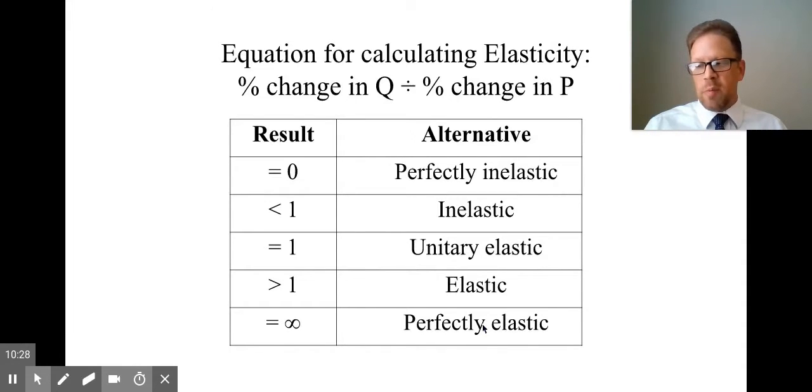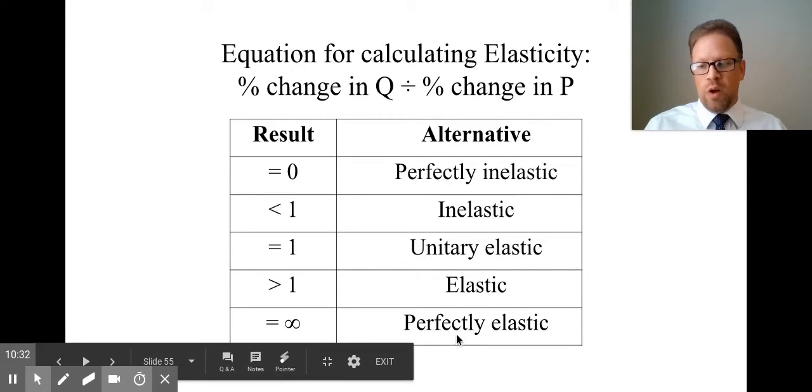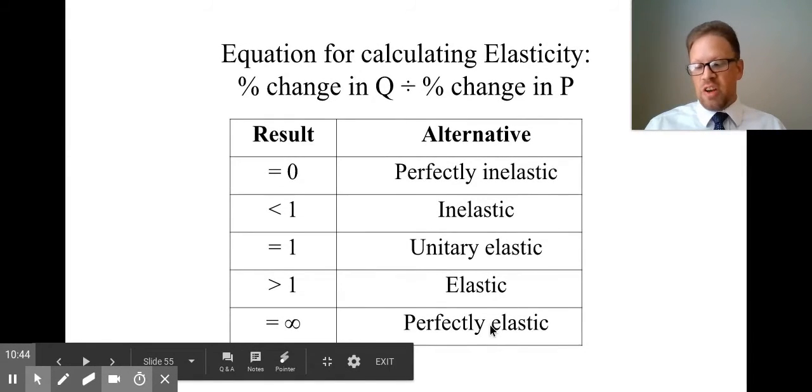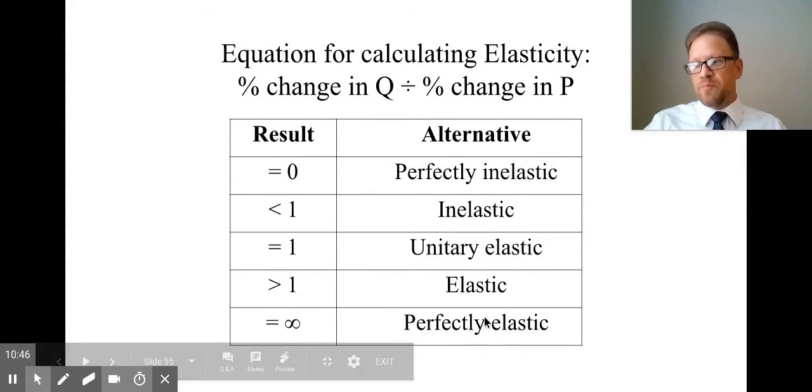So when talking about demand, any increase in price would actually cause no one to want an item. And any decrease in price would actually cause every single person to want an item. So, I mean, that doesn't make sense. That would never actually happen. So that's why this last one is only theoretical and doesn't actually take place.